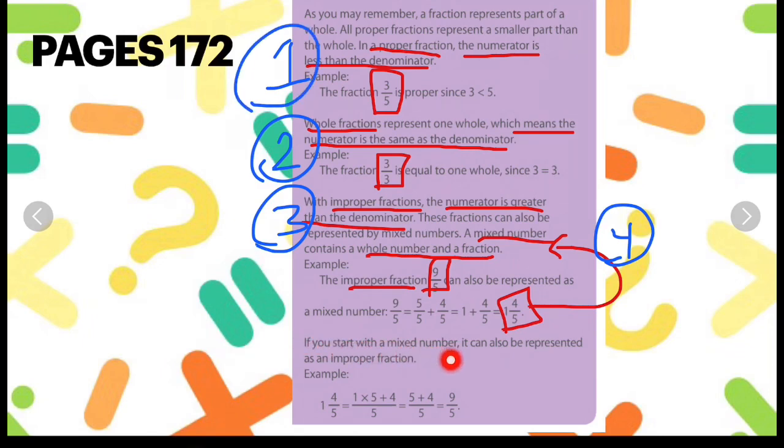If you start with a mixed number, it can also be represented as an improper fraction. So a mixed fraction you can change to an improper fraction. That is the process. What do I do? I keep the same denominator. 1 times 5 plus 4 equals 9/5. And this part over here, what did I do? The 1 whole plus 4/5 equals what? These are the 4 types of fractions that exist: whole fractions, improper, proper fractions, and mixed.